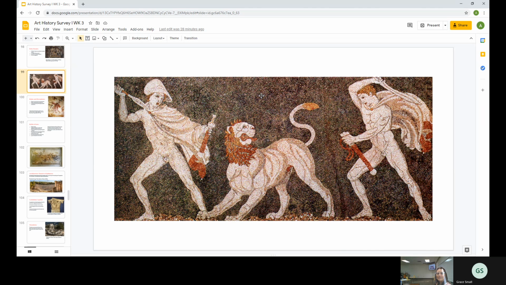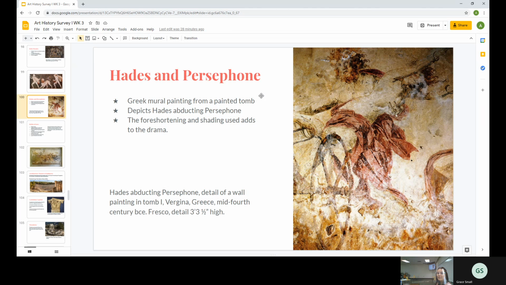Another image of that same scene from Pella. A mural painting that we do have. This one's from a tomb. This is an interesting painting that it's hard to read, but here's Hades, and he's carrying off Persephone into the underworld. If you know that story, good. If you don't, you're fine. He steals Persephone, and they're in his chariot.